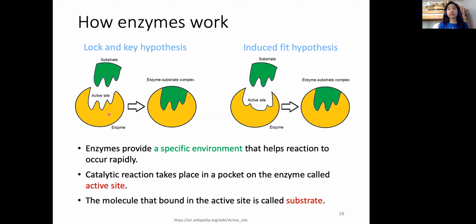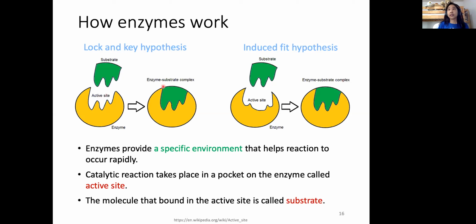We have at least two models so far. We have the lock and key model. It's just like you have an active site as a lock, and the substrate is like a key. When the two things combine together like a jigsaw, it will become an enzyme substrate complex.